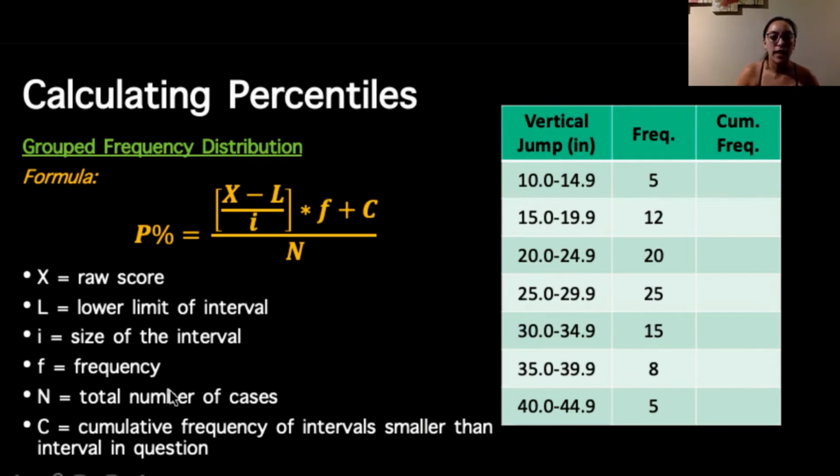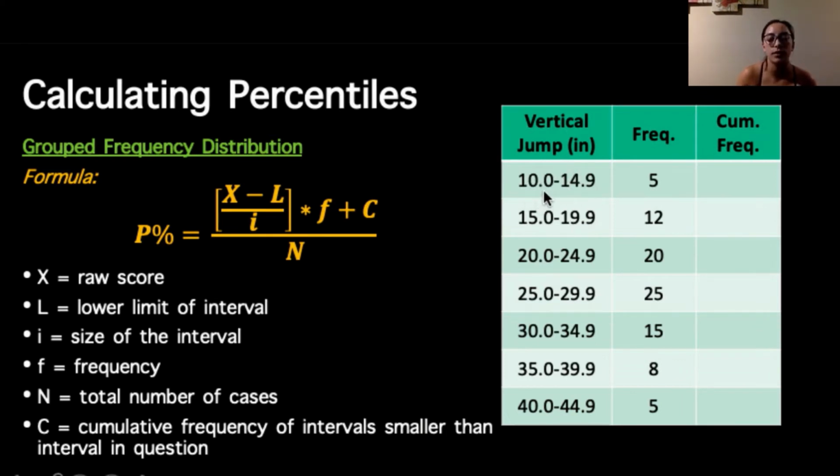So I've included a legend of what all of these variables mean. X is going to be our raw score of interest. L represents the lower limit of an interval, or the lower bound of an interval. Our intervals are outlined as a group.